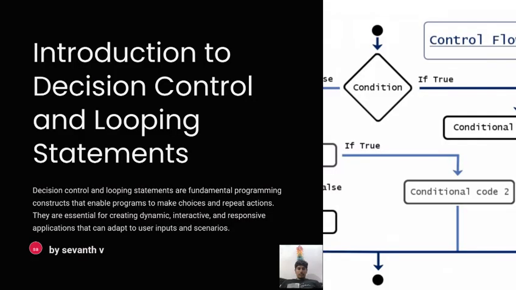Today we are going to learn about decision control and looping statements. At first, decision control and looping statements are fundamental programming constructs that enable programs to make choices and repeat actions. They are essential for creating dynamic, interactive, and responsive applications that can adapt to the user and scenarios.